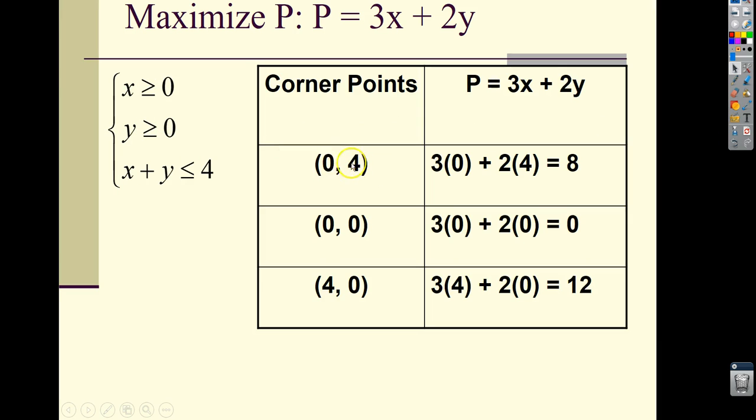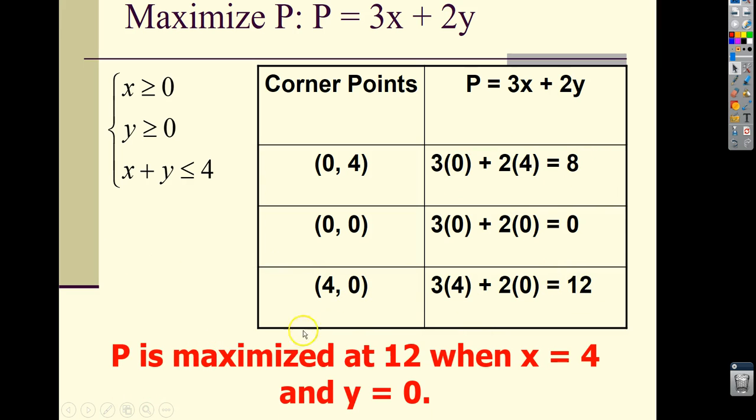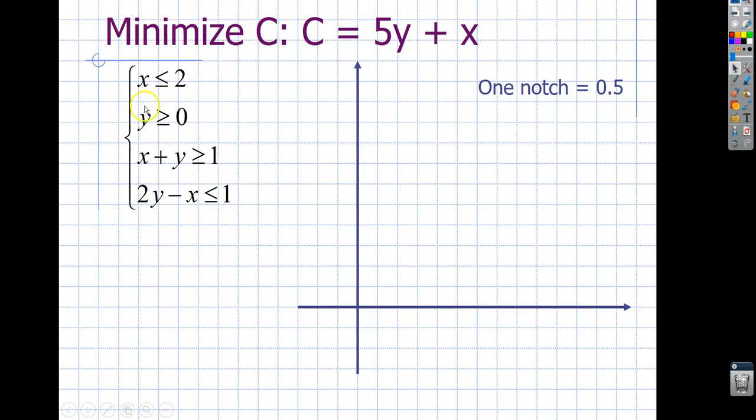So our corners were 0, 4, 0, 0, and 4, 0. We plugged them all in. And then we see that P is maximized at 12 when x equals 4 and y equals 0. So here this is telling us that each of these is 1/2. So if we graph x is less than or equal to 2, that's going to be a vertical line at 2. Y is greater than or equal to 0 is going to be a horizontal line at 0.